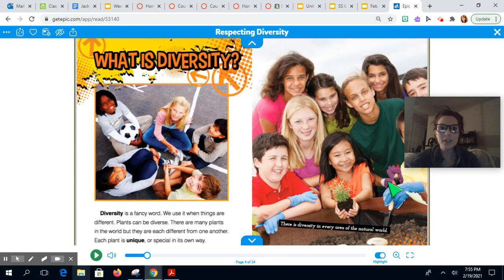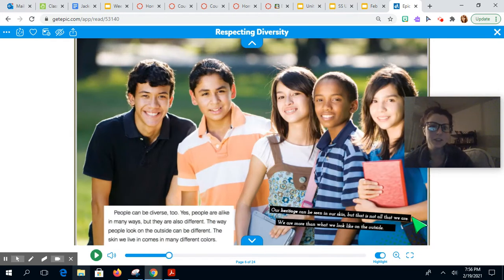What is diversity? Diversity is a fancy word. We use it when things are different. Plants can be diverse. There are many plants in the world, but they are each different from one another. Each plant is unique or special in its own way. Oh, connection to our module unit, right? We're already starting to research those differences in plants. There is diversity in every area of the natural world.